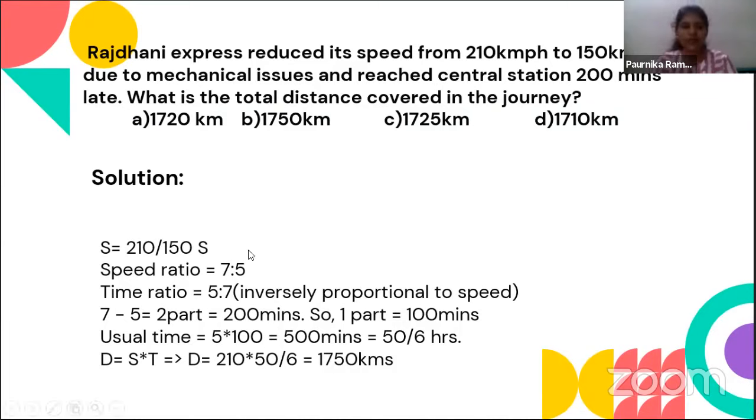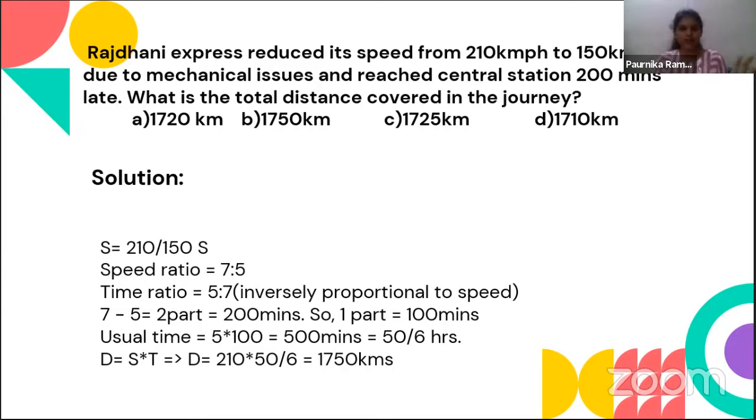So the ratio of the original speed to the reduced speed is 210 divided by 150, which is 7 is to 5. All right, so if the speed ratio is 7 is to 5, then the time ratio is inversely proportional, hence it will interchange. 5 is to 7 will be the time ratio.